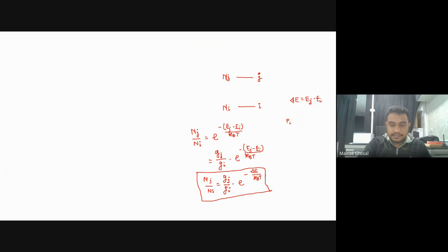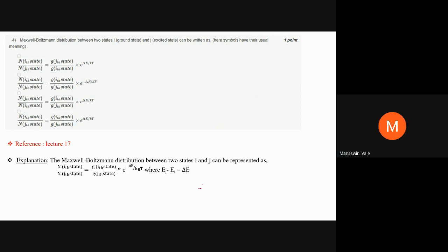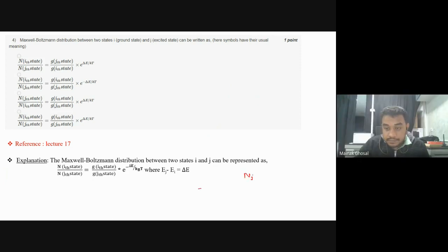Fine. Now I am coming to the previous one. So what should be the distribution? Nj by Ni, what I have said, will follow Gj by Gi into e to the power minus delta E by kBT.